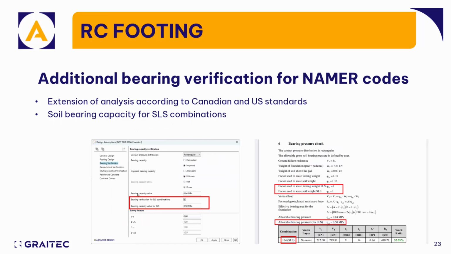A new addition for North American codes, which are mostly based on Canadian and US standards: we have now also added soil bearing capacity for SLS load combinations. We had that before for ULS. Now you can also check the foundation performance, and you see the calculation here, and check how the foundation behaves under SLS load combinations. And now it can also be added as part of your foundation checks in Advanced Design.